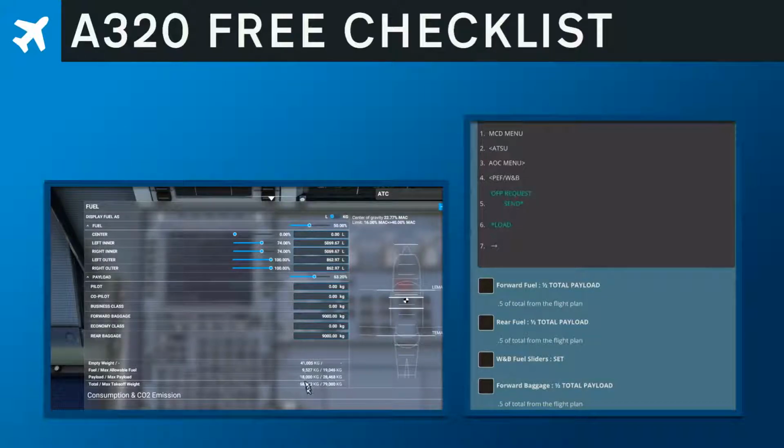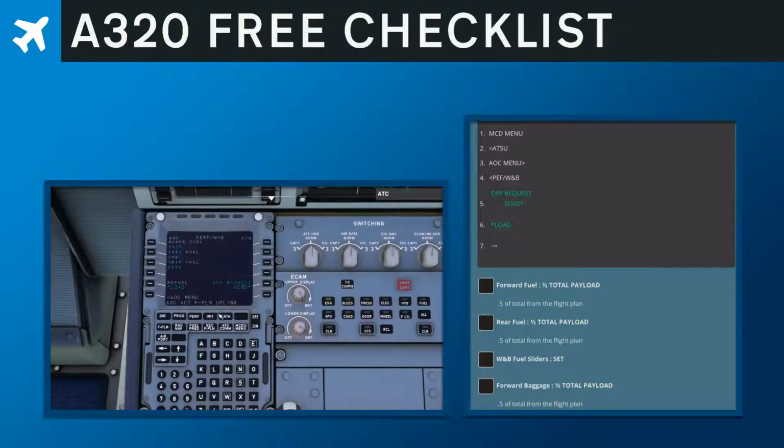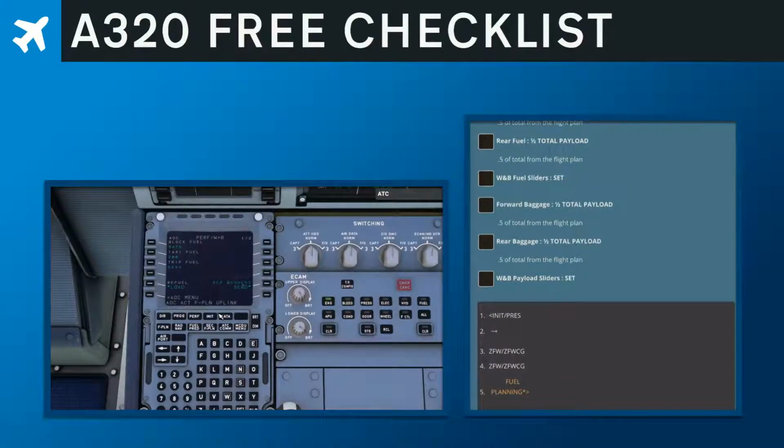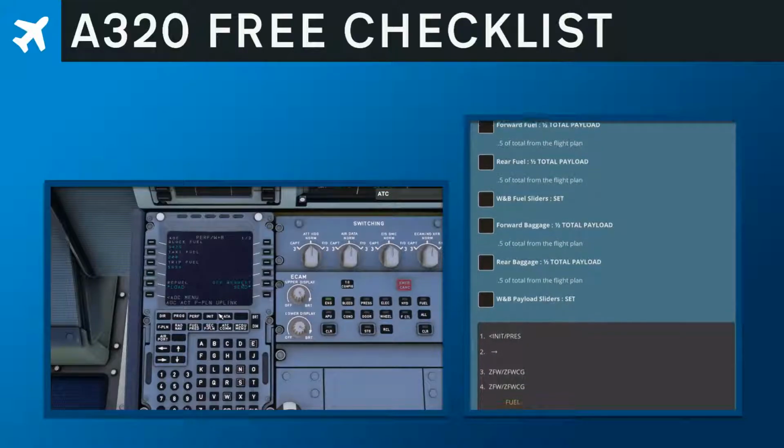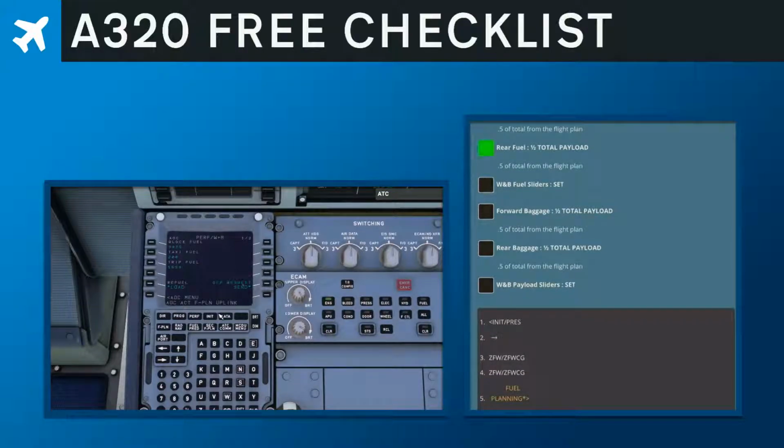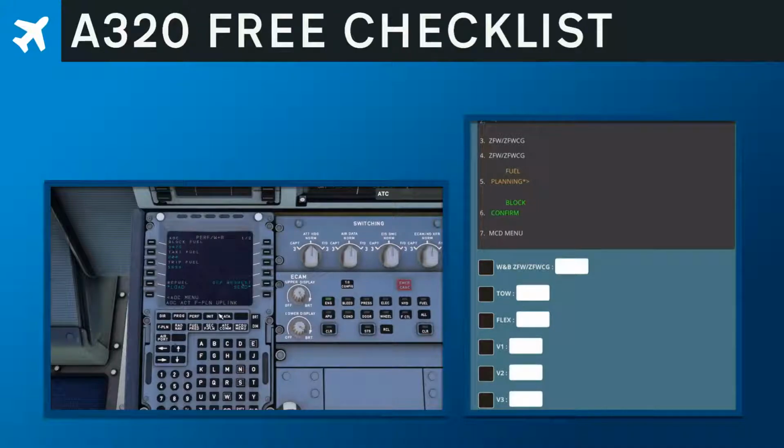Right, okay, good. You can then see that we've now got 18,000 in payload, and our fuel is 9.5, which is exactly what we're looking for. And our center of gravity is 22.77. So that all looks pretty good. So we'll come out of there, and we can now go back to our checklist, and we can see that forward fuel we've done, rear fuel we've done, weight and balance fuel is done, forward baggage, rear baggage, and weight and balance sliders are done as well.